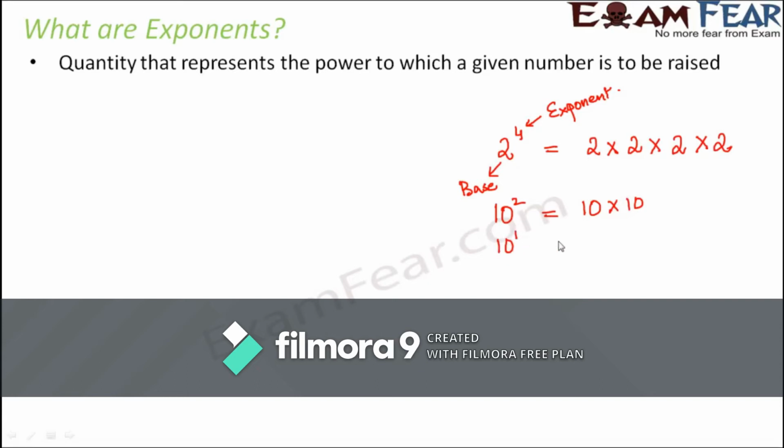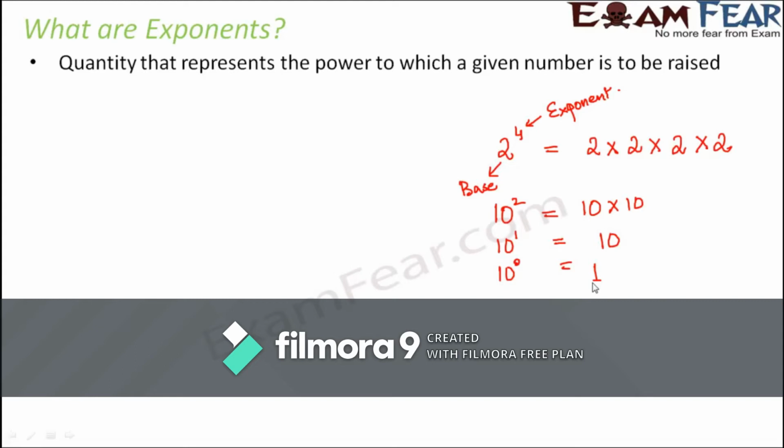You talk about 10 to the power 1. What does that mean? 10 has to be used only once. Now if we talk about 10 to the power 0, what does that mean? That means that we are not going to use 10 even once for multiplication. So your result would be 1, because you are not multiplying 10 even one time. So 10 to the power 0 would be 1.